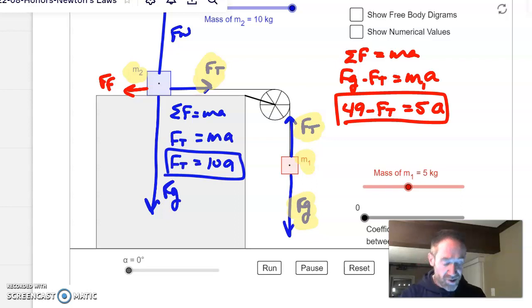Now, you see my two equations in the boxes. That's a system of equations that's pretty simple to solve using substitution. Stop the video here and solve that.